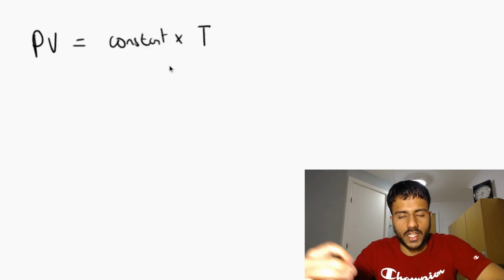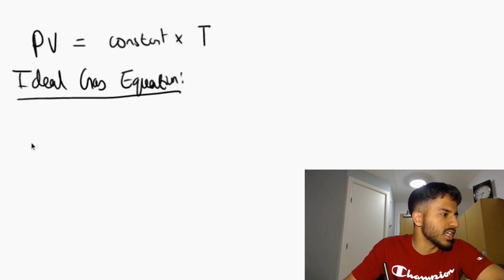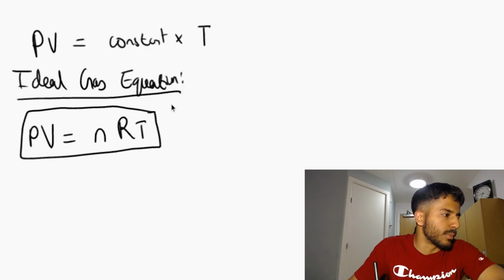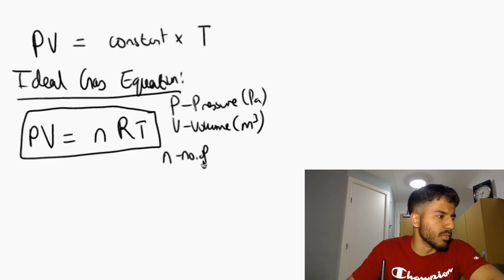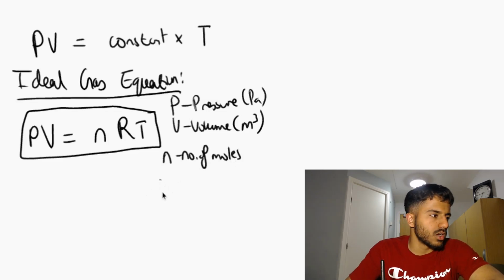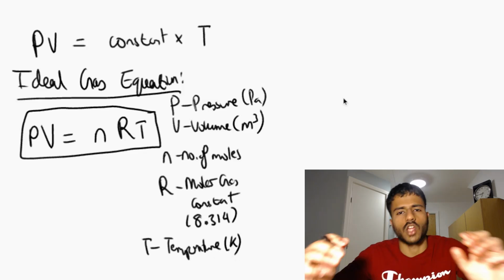And this also means that PV is equal to some constant times the temperature, and we can do this by simply rearranging our equation. And what's actually been found out is that our ideal gas equation is given by PV is equal to nRT, where P is our pressure in pascals, V is our volume in meters cubed, n is the number of moles in our system, R is a molar gas constant which has a value of 8.314, and T is our temperature in Kelvin.